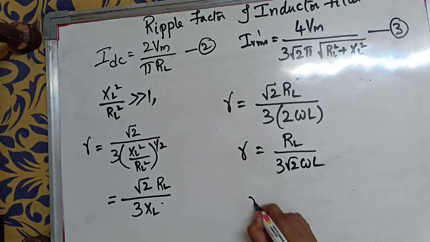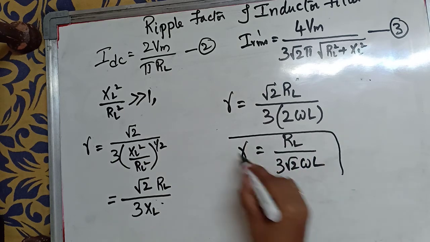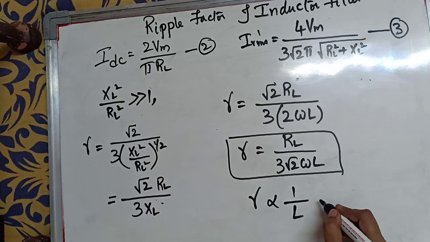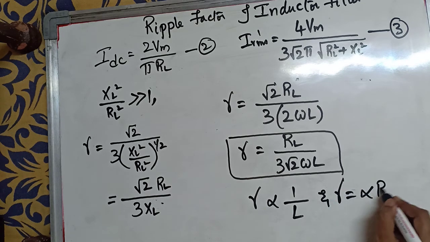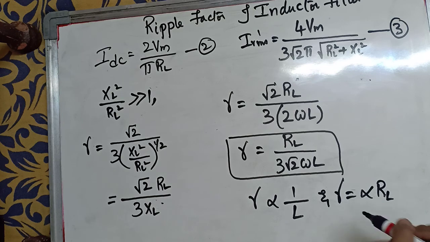So your ripple factor in case of inductor filter, we can see from this equation that it is inversely proportional to the inductance of the inductor which you are connecting in the circuit, and also the ripple factor is directly proportional to the load resistance. The more the load resistor value, the more will be the ripples. So for any inductor filter we have to take the load resistance value to be a smaller one.